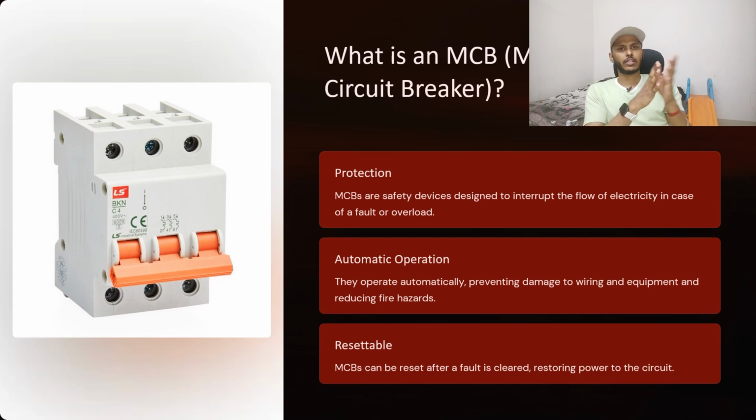Whenever there is a fault in the system, it will automatically trip. Once we clear the fault, we can turn it back on. And it is resettable, that's the third point. An MCB can reset after a fault is cleared, restoring power to the circuit. It's not one-time like a fuse. If a fuse blows once, we have to replace it. But an MCB is not such a device. It can be reset and we can reuse it again and again. So that's about the MCB.